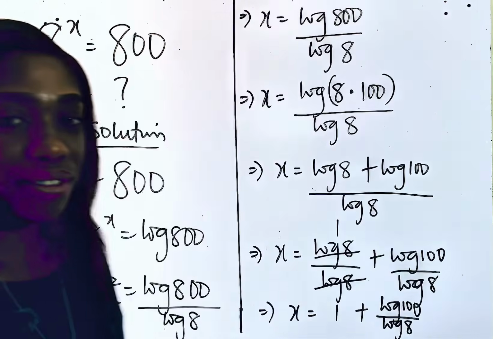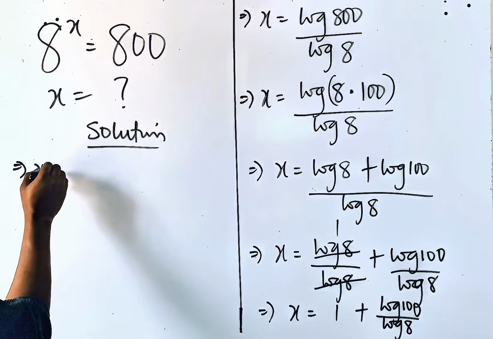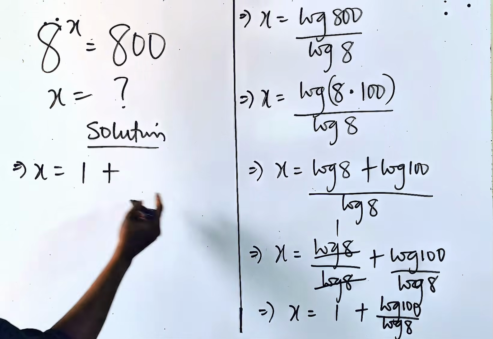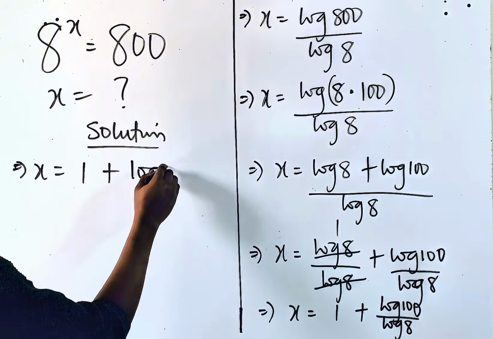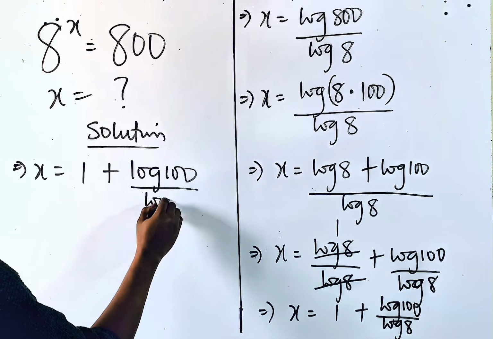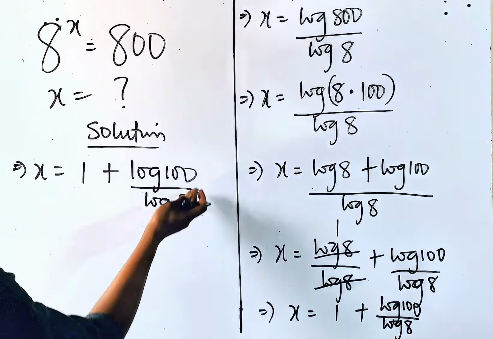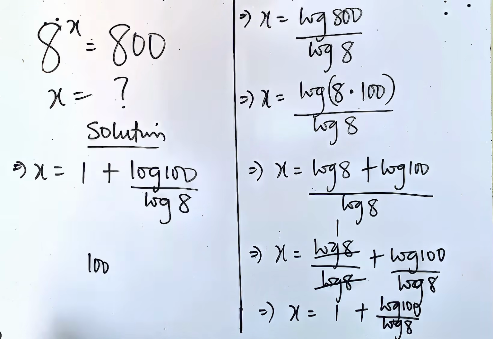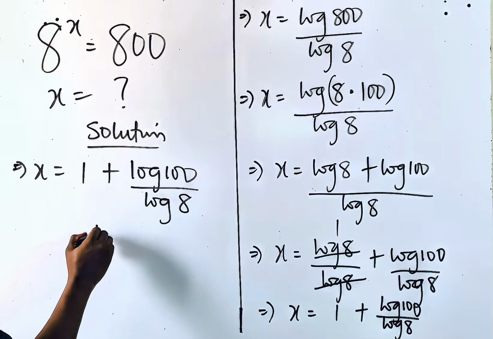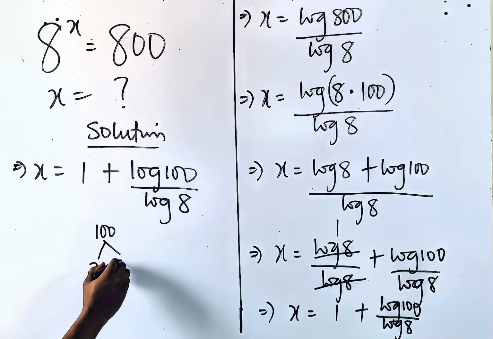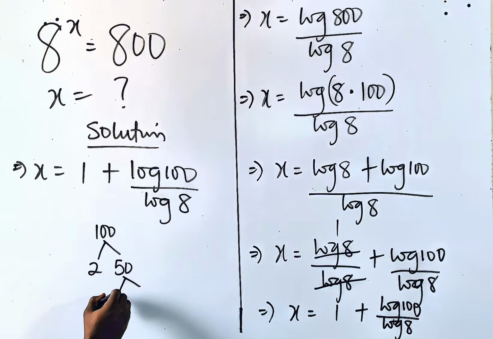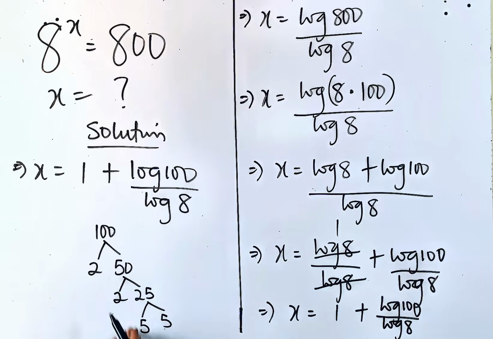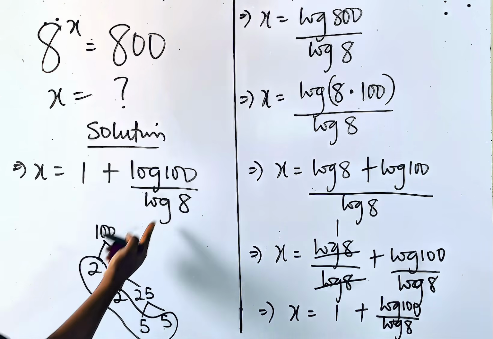Let's keep doing this. So keep solving. We have x is equal to 1 plus log of 100 divided by log of 8. Now we still have to simplify this. We know that 100 is the same as 2 times 50. 50 is the same as 2 times 25. And 25 is 5 times 5. So to get 100, these are the prime factors of 100.